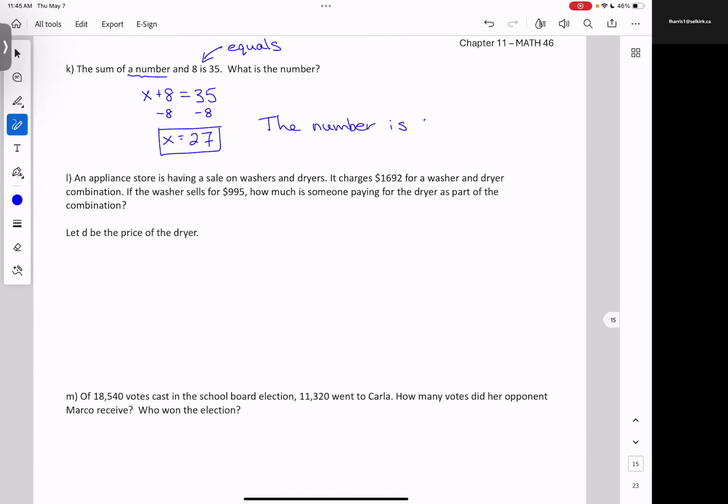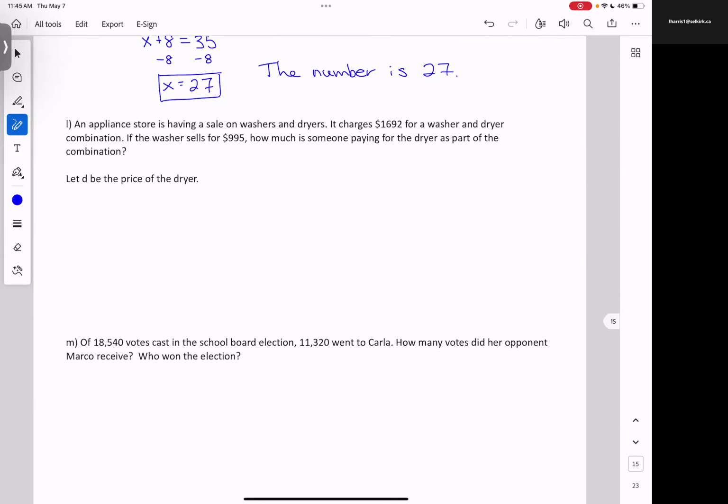And it's always good with these word problems to go back after you solve them and see if it makes sense. Here you would have, we're saying the number is 27. The sum of a number, so 27 and 8, is 35. Yeah, that makes sense. Okay, next question.